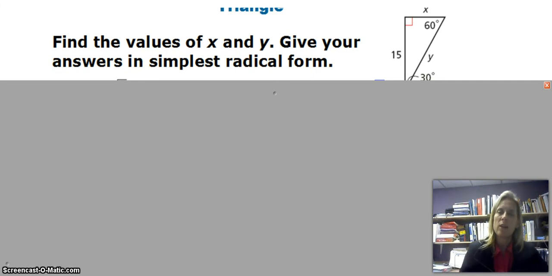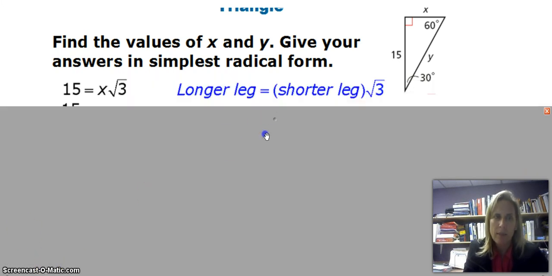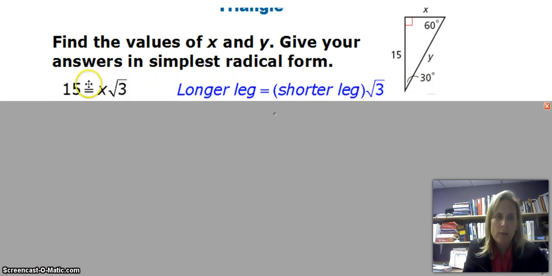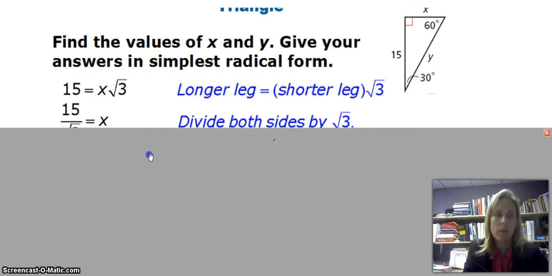This time we have a triangle, and we know the longer of the two legs. So 15 equals what, given our 30, 60, 90 theorem? 15 equals, in this case, x times the square root of 3. Okay, so we can find x if we set it up that way, right? And so what will we do to find it? Divide by square root of 3.